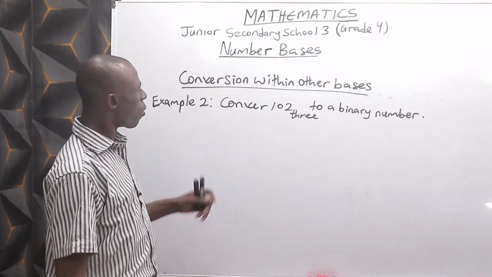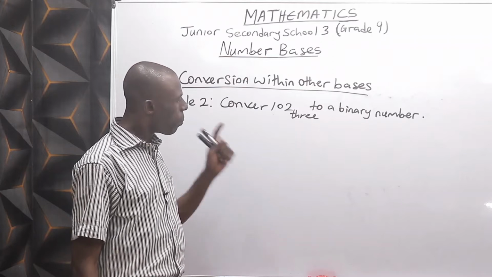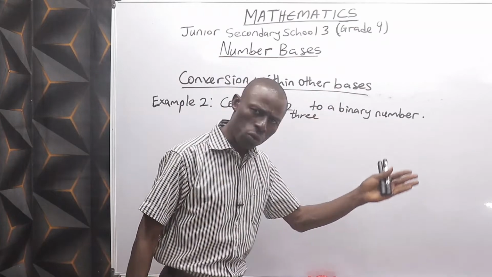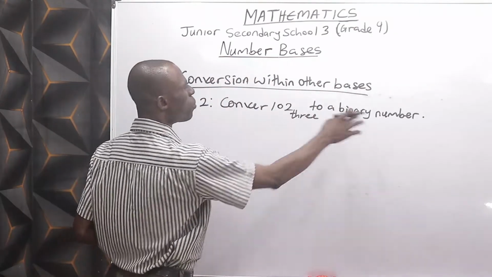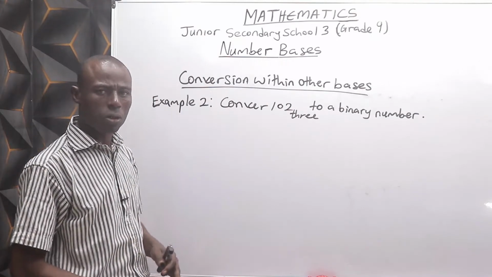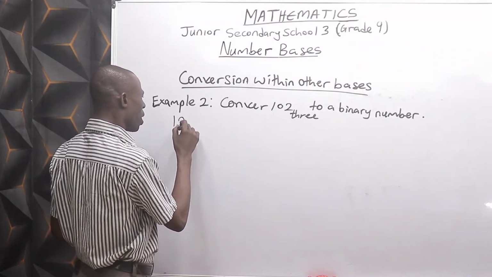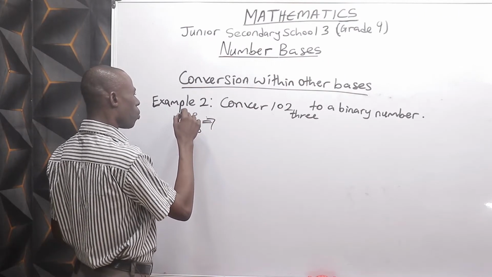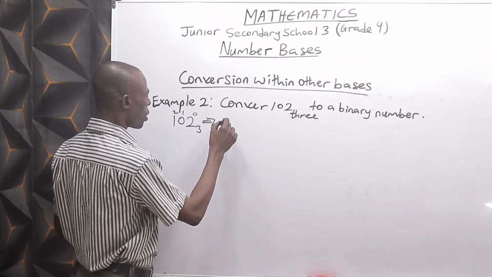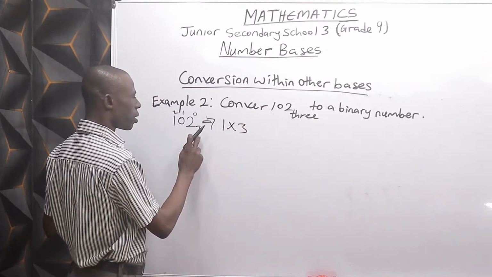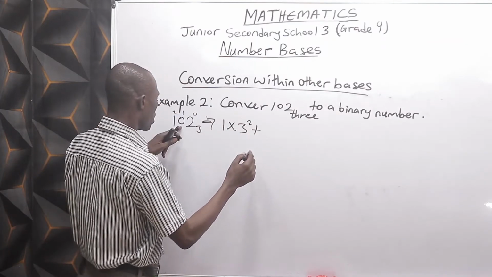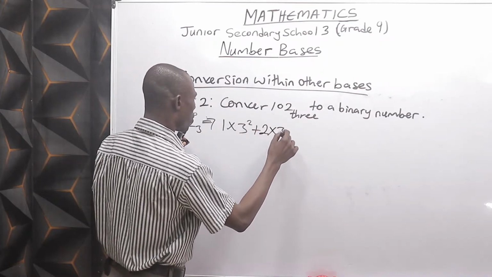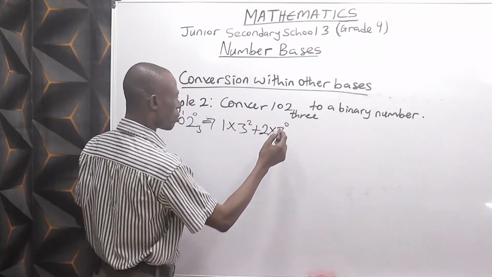Example 2. Convert 102 base 3 to a binary number. What is a binary number? A number in base 2 is a binary number. Converting from base 3 to base 2 is within these other bases we are considering. So you first convert 102 base 3 to base 10. 0, 1, 2. So we have 1 times the base raised to power 2 plus, I skip this 0 because it will eventually give me 0. So I use 2 times 3 raised to power 0 assigned to it.